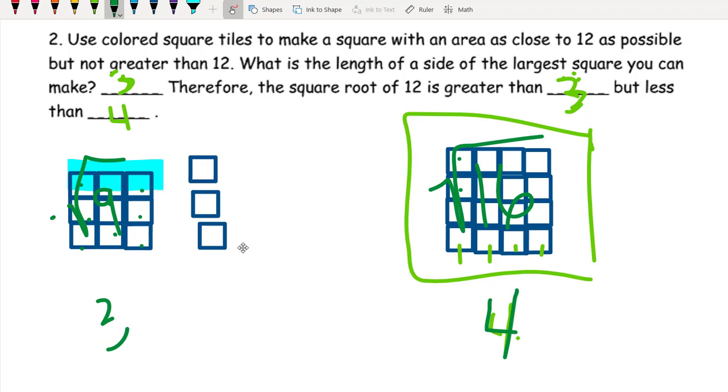So then somewhere in here, if I had 12 and I'm trying to find just one side length of that, what would that square be? It would be somewhere in between the numbers 3 and 4. Somewhere. So it'll be a decimal or fraction of some sort.